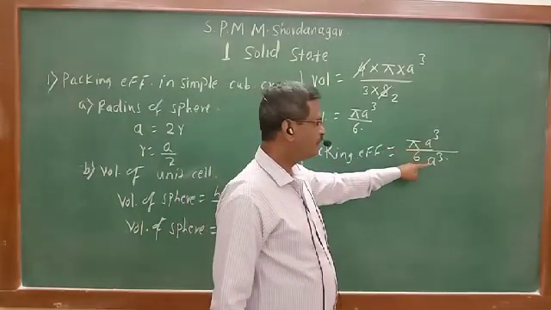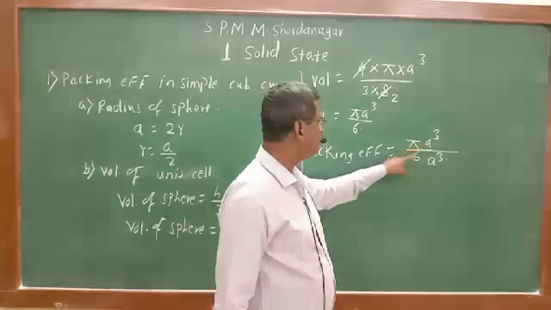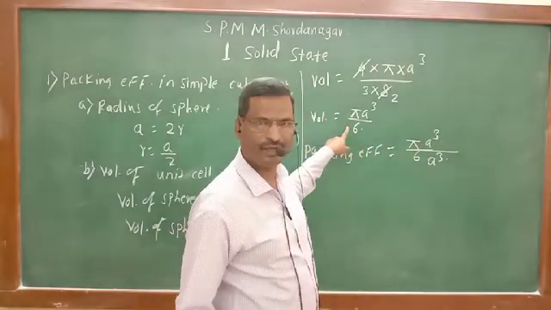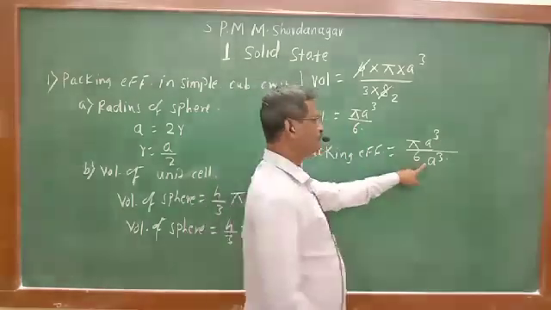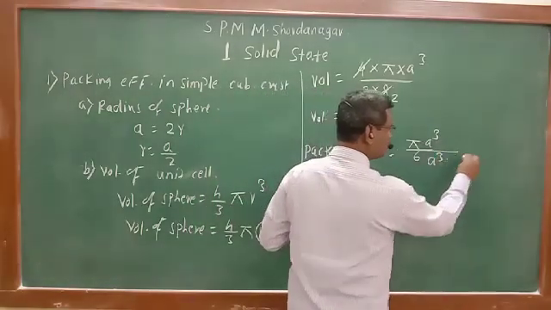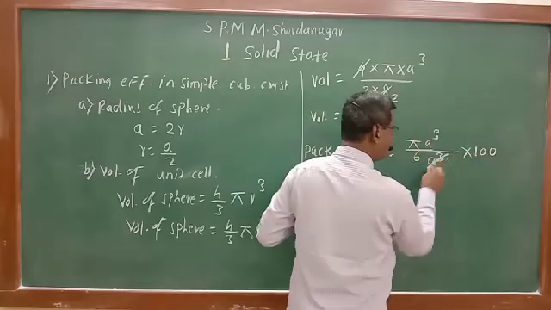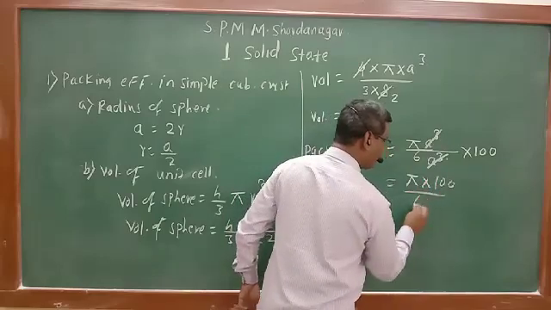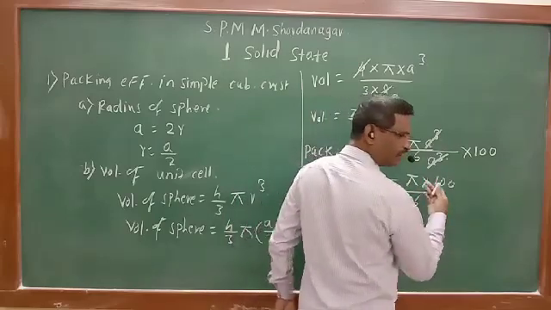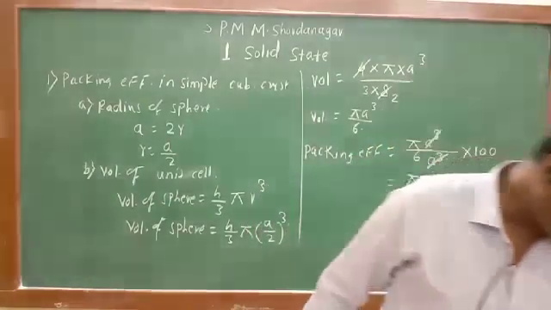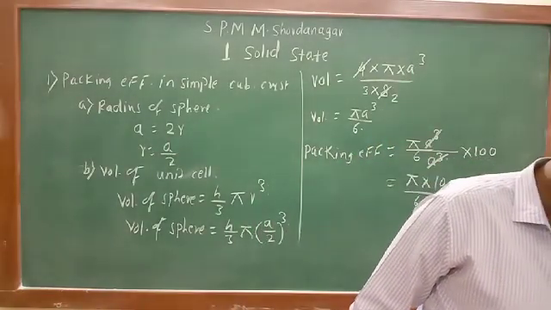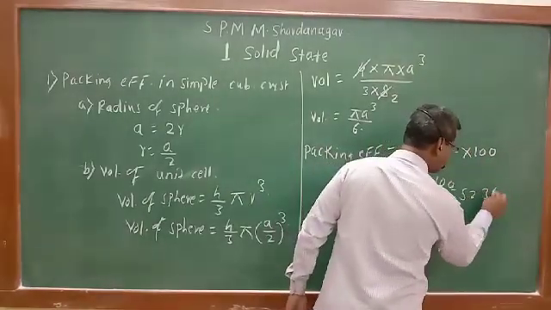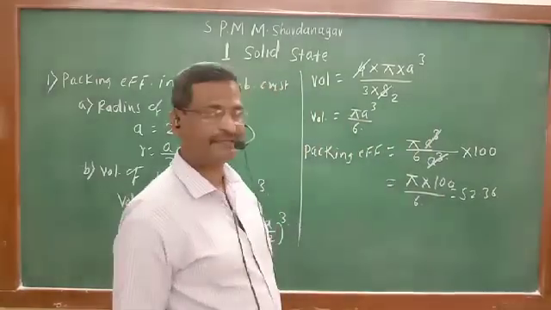Pi A cube divided by 6 is the volume occupied by one particle in the unit cell, and total volume of the unit cell is A cube. Packing efficiency is this ratio multiplied by 100. A cube cancelled, so pi multiplied by 100 divided by 6. If we solve this, the answer comes to be equal to 52.36. That is the packing efficiency.